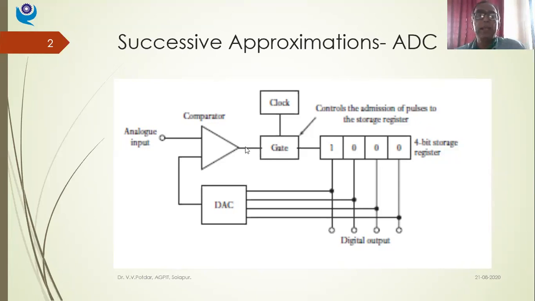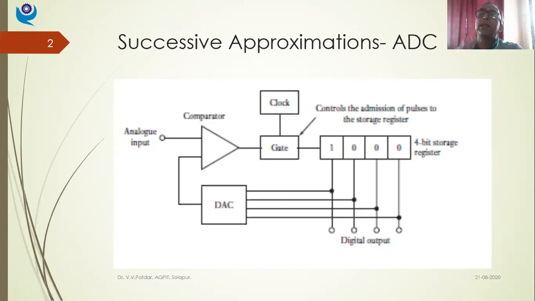Now what do I do? Initially this input from the op-amp is closed, right? As I said, it is an OR sort of gate. So initially the gate will allow the signal from the clock only. Remember, I'm not receiving any signal from the sensor transducer. I'm receiving the signal right from the clock. What is the clock doing? The clock is generating the pulses.